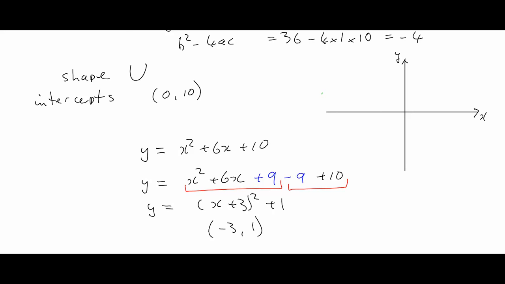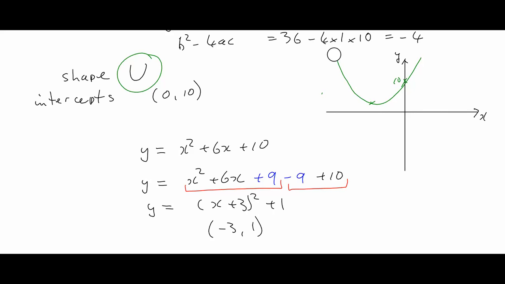This means now we can sketch the curve. We know that it has this U shape. We know that it goes through (0, 10), which is up there. And we know it goes through x is minus 3 and 1, which is over there, and that will be the minimum point. So it will turn there, and it must do that.